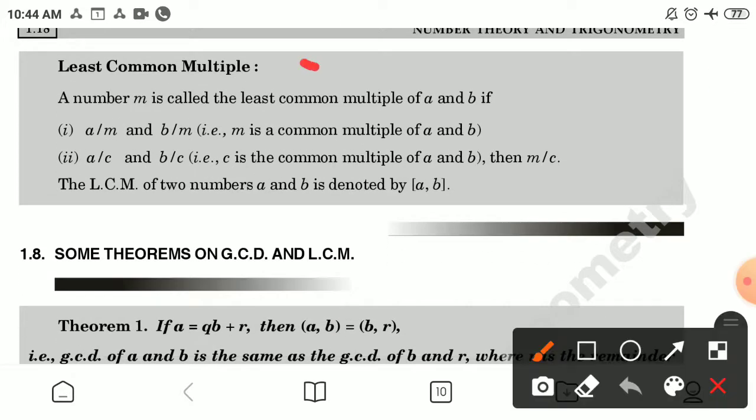Now the next definition, for least common multiple. A number m is called the least common multiple of a and b if, first, a divides m and b divides m, that is, m is a common multiple of a and b. Second, if a divides c and b divides c, that is, c is a common multiple of a and b, then m divides c. The LCM of two numbers a and b is denoted by [a, b].